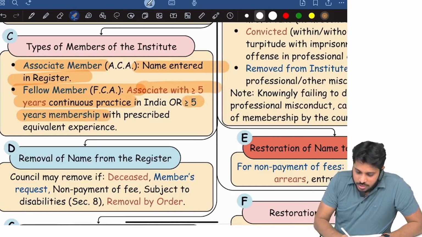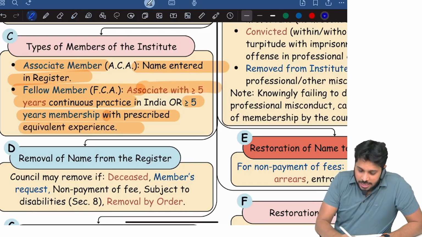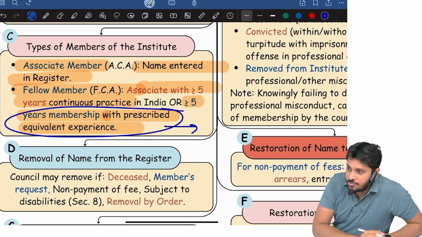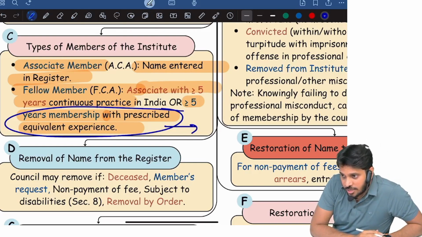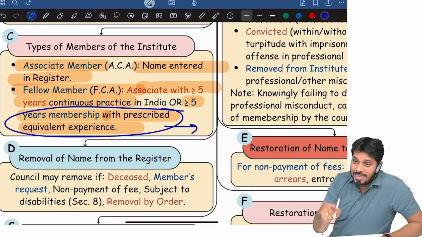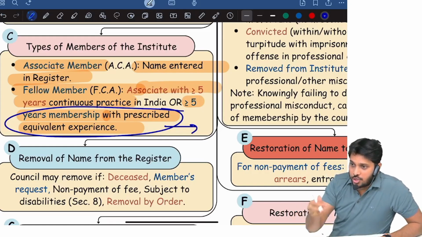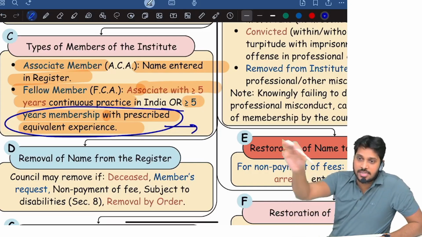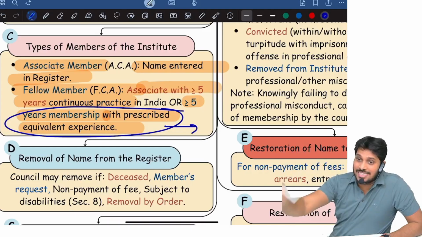Or more than or equal to 5 years of membership with prescribed equivalent experience. What is equivalent experience? If you are working with armed forces, that is deemed to be in practice. Or you are working as an employee in an audit firm. You are a CA and working as a full-time paid assistant in a CA firm. That is also considered equal to practice.